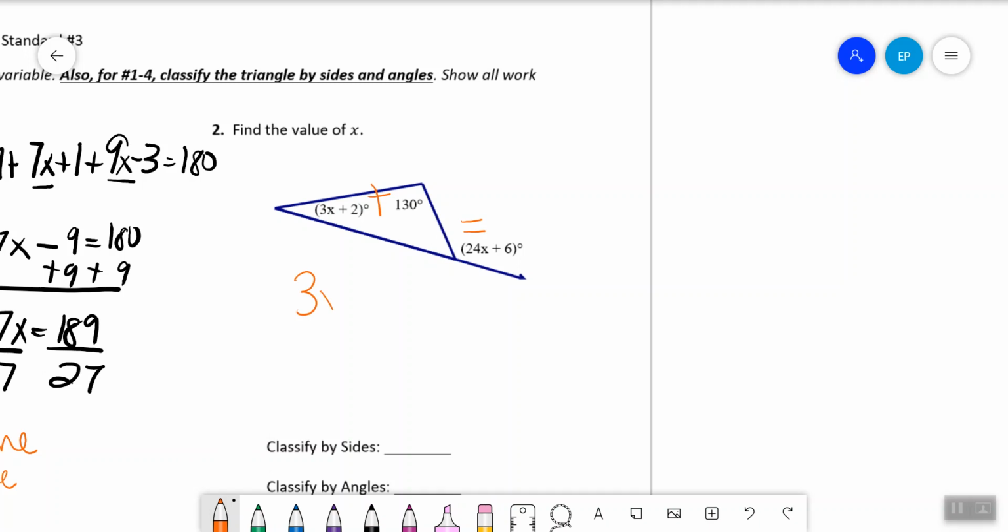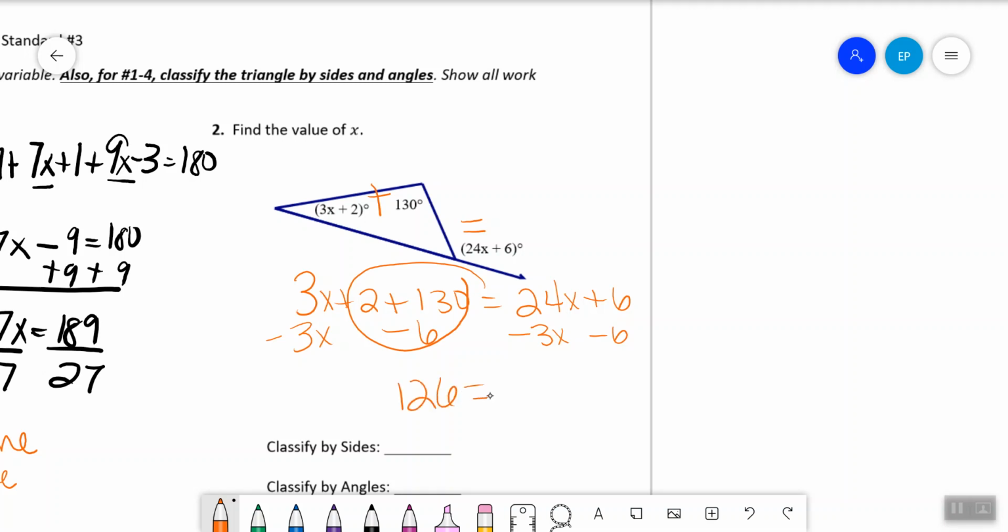So I'm going to take 3x plus 2 plus 130 equal to 24x plus 6. Minus 3x, minus 3x, minus 6, minus 6. This is 132 minus 6, which gives me 126 equals 21x. Divide by 21. X equals 6.